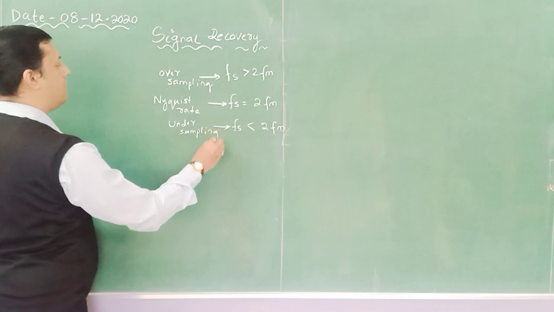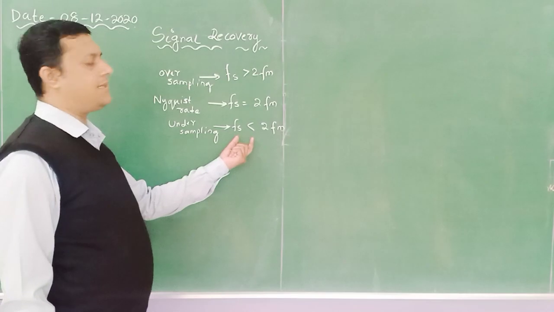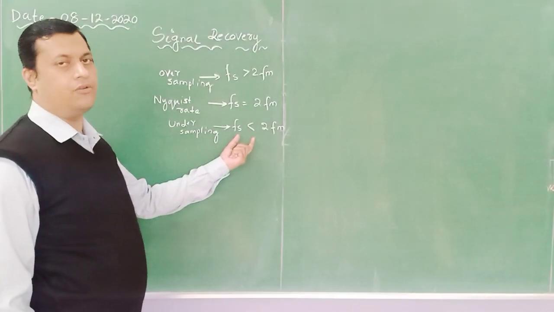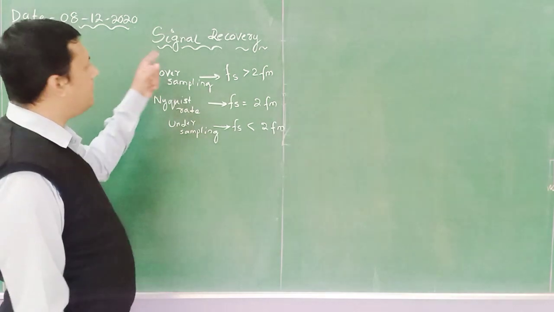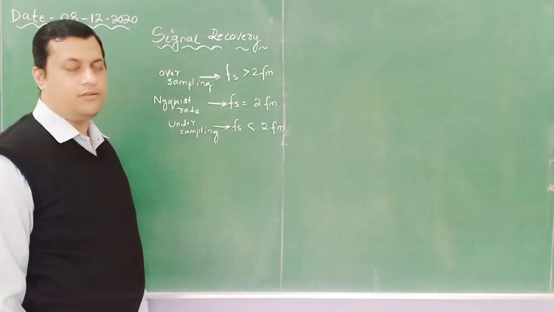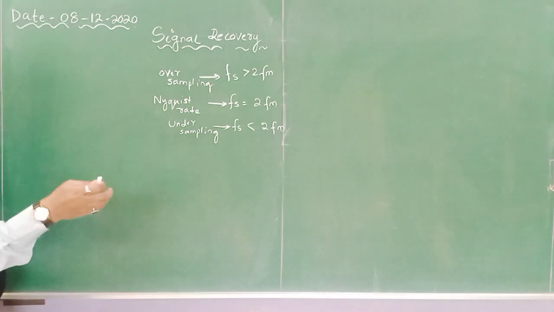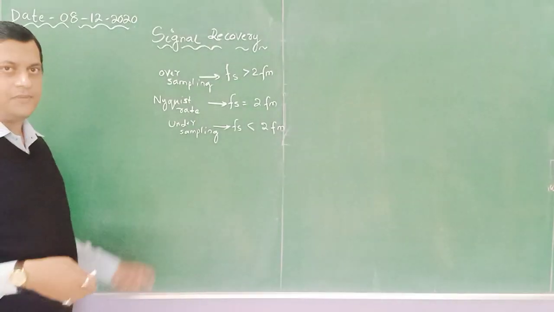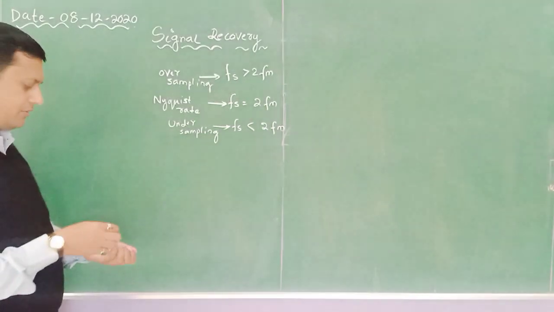Not allowable means if you do the sampling at less than 2 Fm, overlapping of the spectrums will come into picture, and while recovering we cannot extract the original modulating signal. So once again I am discussing it with respect to some spectrums so that it will be more clear for you.